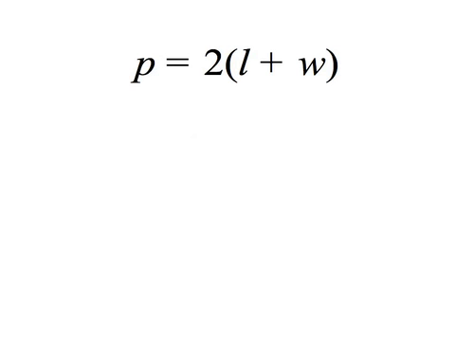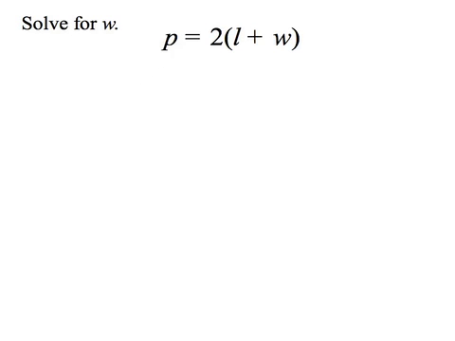Here's another fairly well-known equation. It's an equation used to find the perimeter of a rectangle, where P stands for perimeter, L stands for length, and W stands for width. The equation right now is solved for P, the perimeter, in terms of the length and the width.